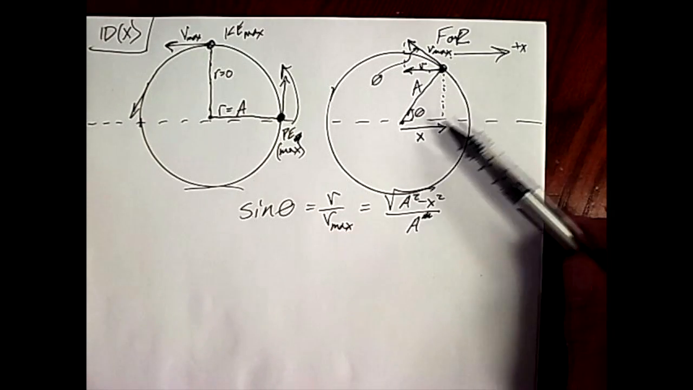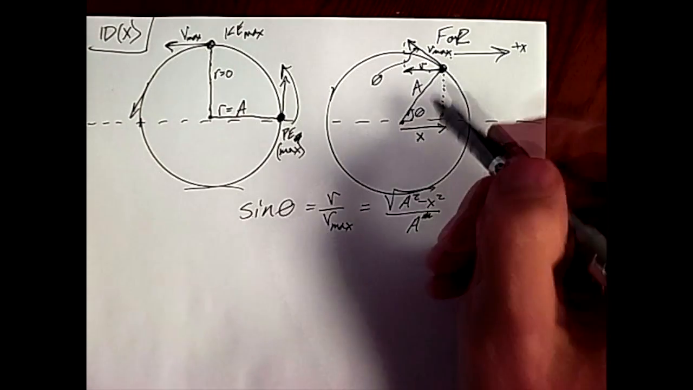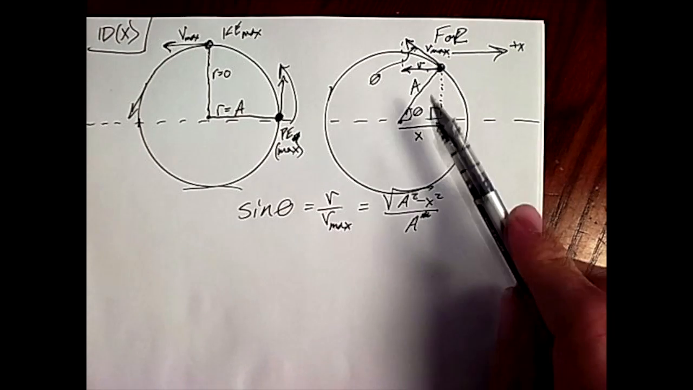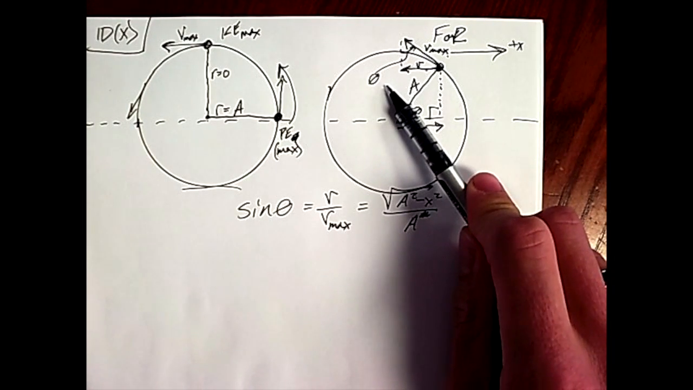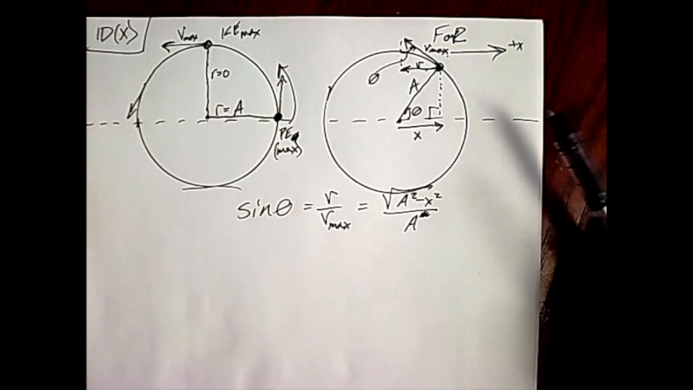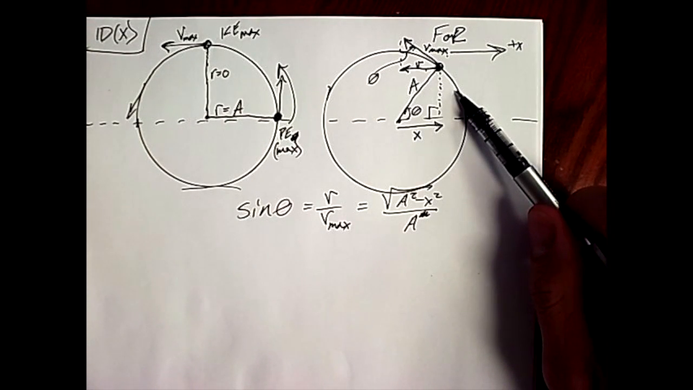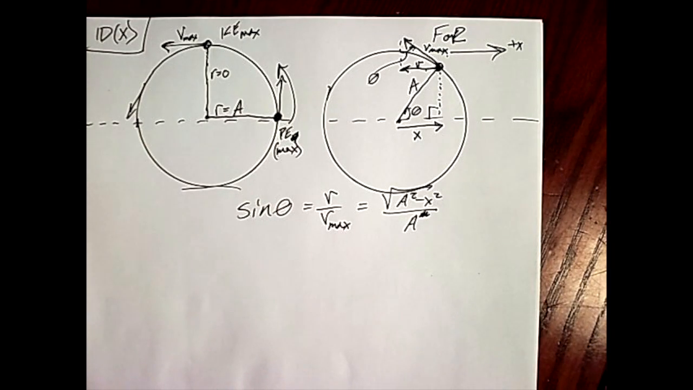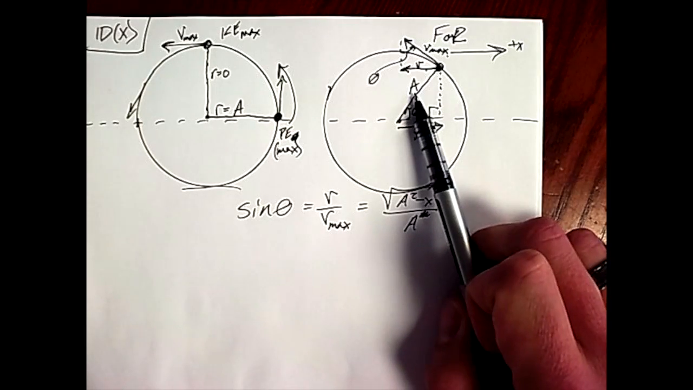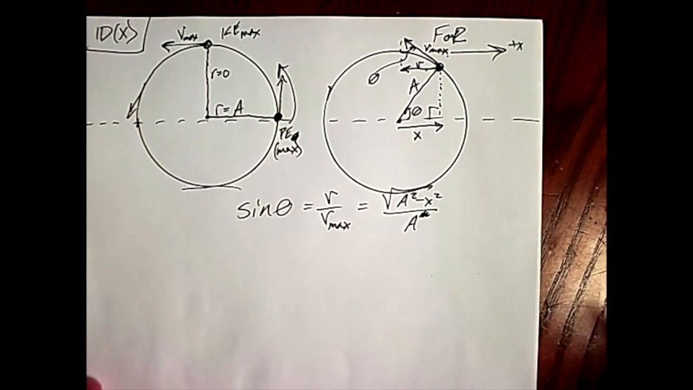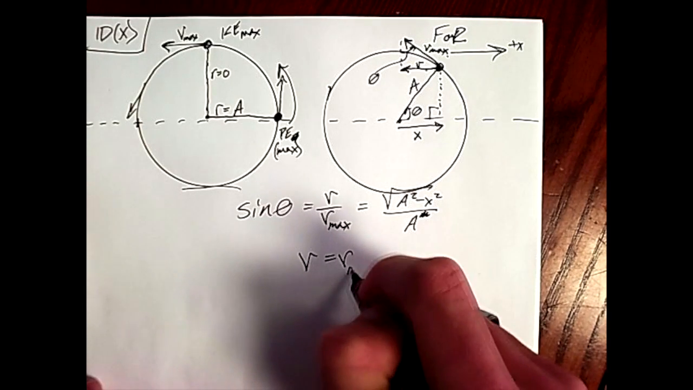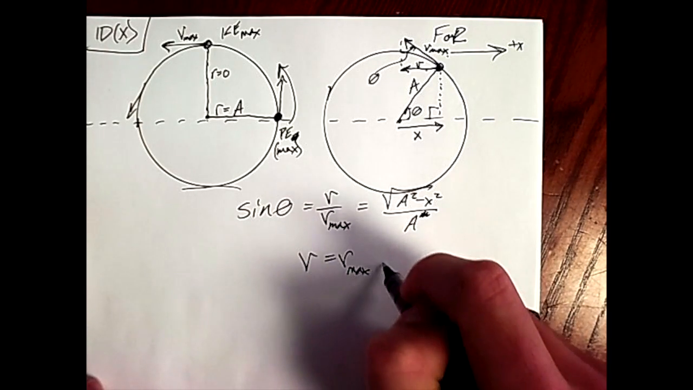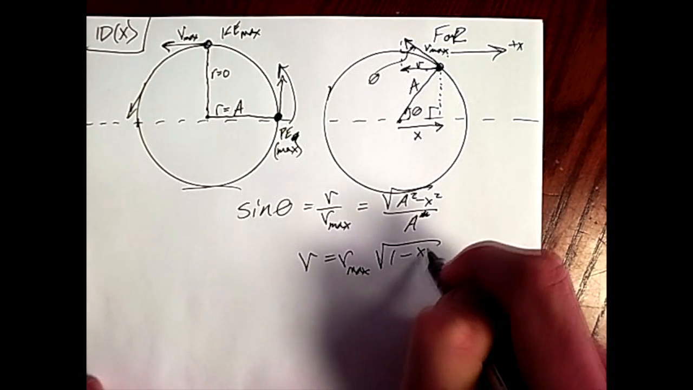Remember that this is a right triangle, right? A squared plus b squared equals c squared. So this side is the square root of a squared minus x squared. That's from the Pythagorean theorem. The hypotenuse of this triangle is just a. So I show you that because this says v equals v max times the square root of 1 minus x squared over a squared.